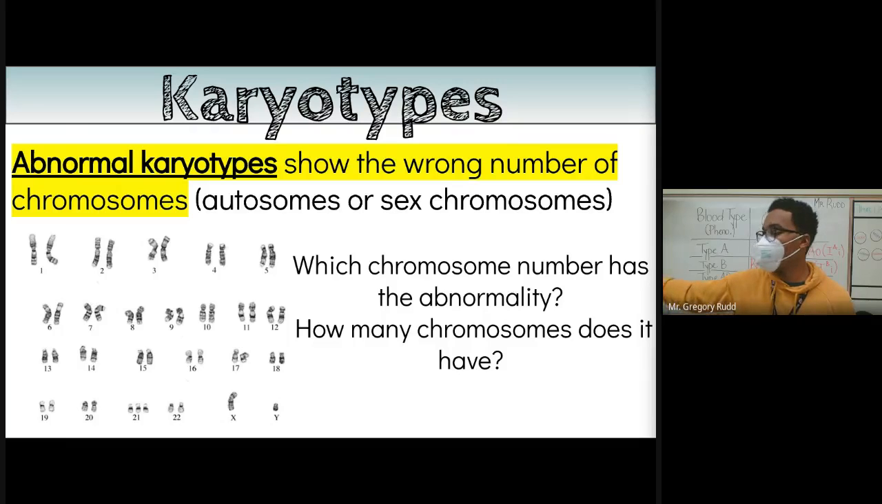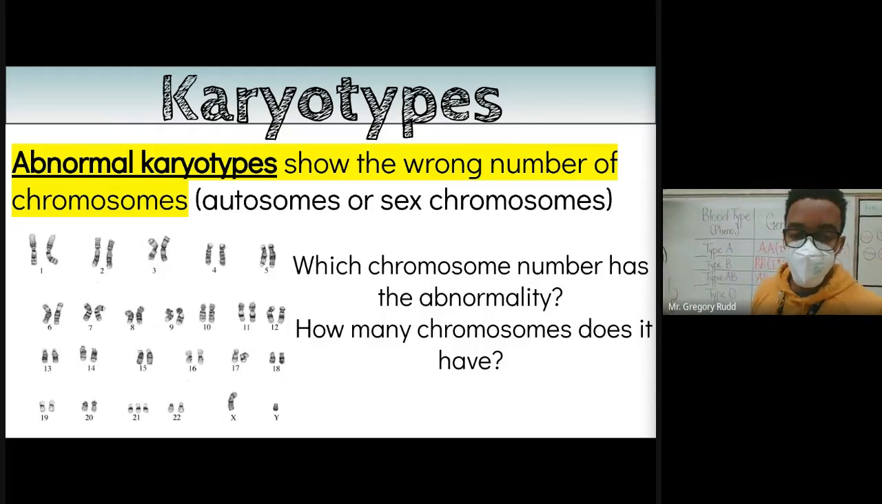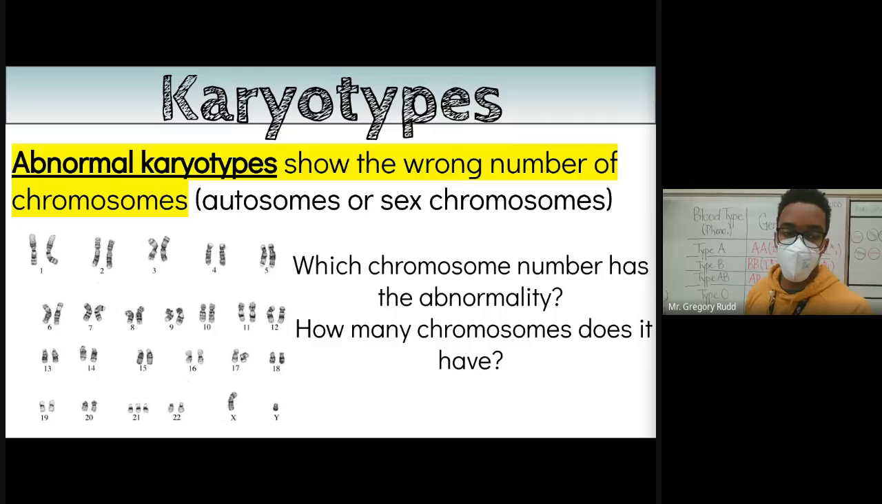So look at this karyotype right here. Do you all see anything that's wrong with it? Any abnormalities? Oh, you got an extra one at 21. Good. 1, 2, 3. This person has three chromosomes at the 21st.